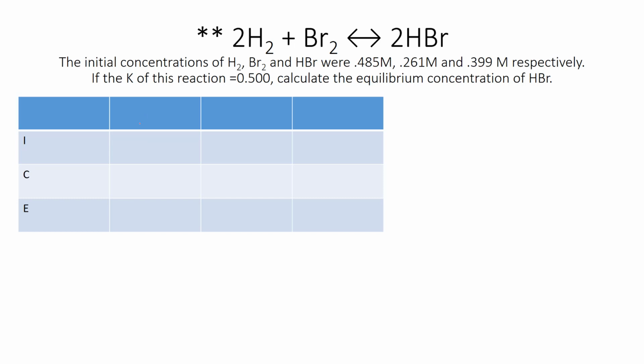So here with this last problem, it's going to be another situation where we're not going to solve quite the same way. Notice that in this situation we've got hydrogen gas, we've got bromine, and we've also got HBr. So we've got this weak acid, hydrobromic acid. They tell us that we're starting with initial concentrations of 0.485 molar, 0.261 molar for bromine, and 0.399 molar for the HBr.